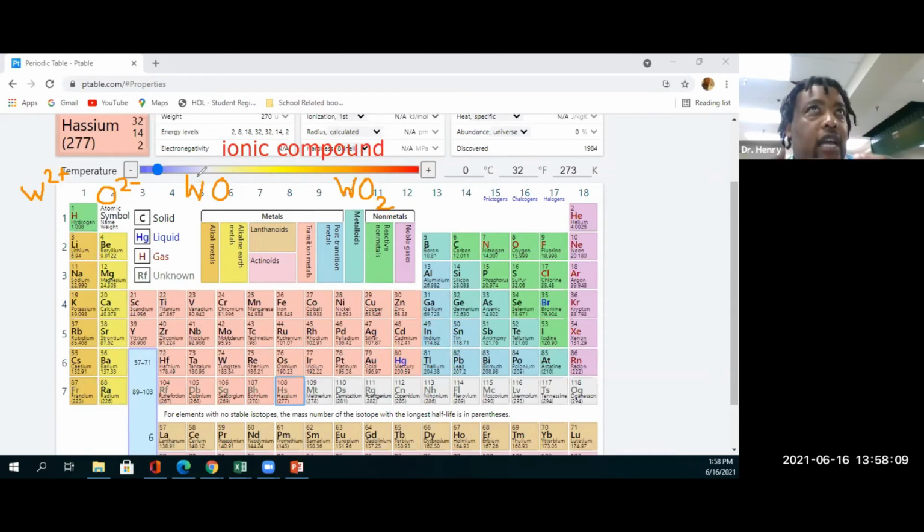So that's what ionic bonds do. You come together to try to neutralize each other, right? So you're using the opposites.